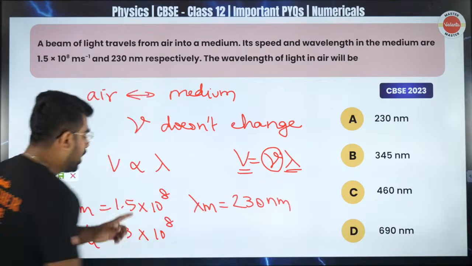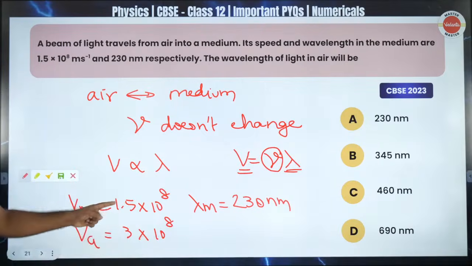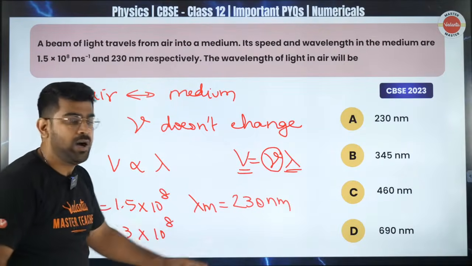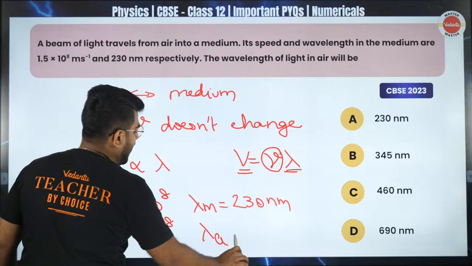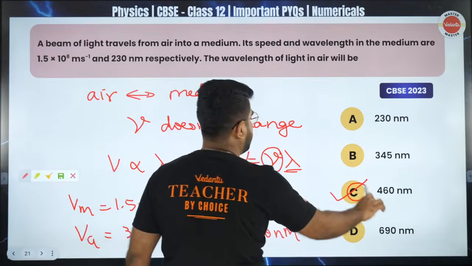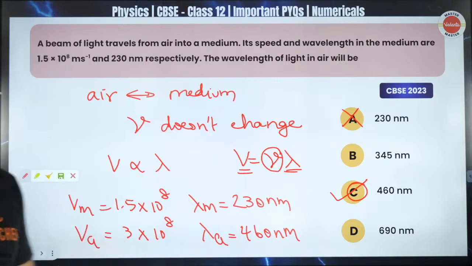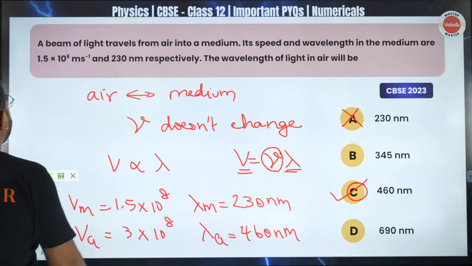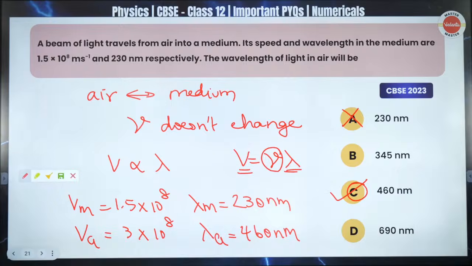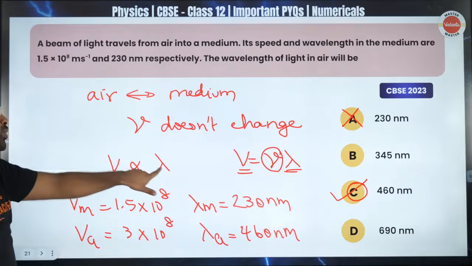So if velocity doubles, lambda doubles. So the answer is, the lambda in air is 460 nanometer. That is the right answer. It is not 230. Only frequency does not change, lambda changes. Understood? So the answer is option C, 460. I hope all of you are clear. Did you like it? So V is proportional to lambda.